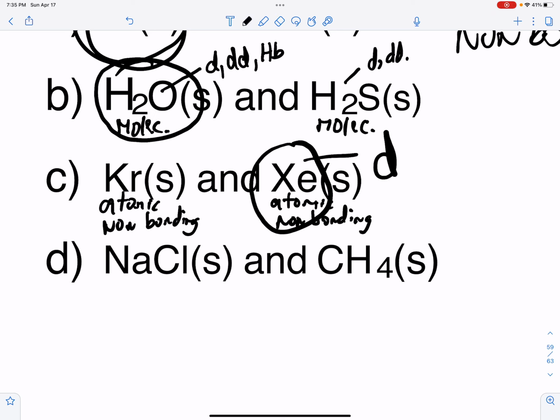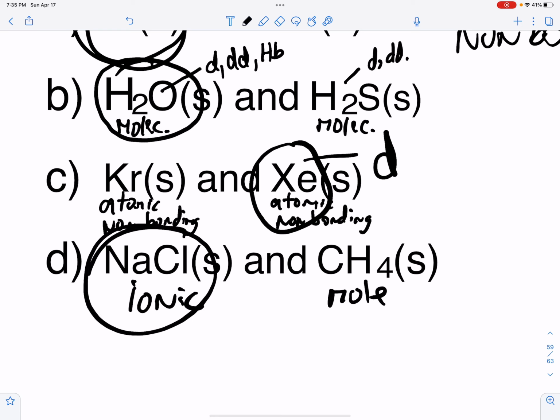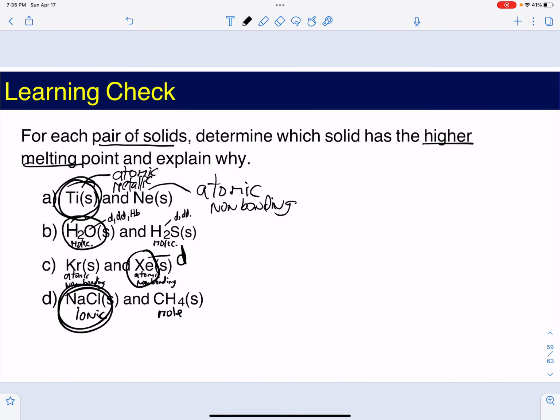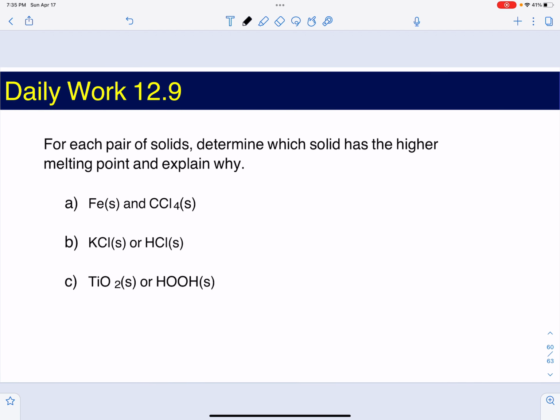And then for the last one, we're gonna have ionic and molecular. So definitely the ionic would be the one with the higher melting point. So that's how we do that. So make sure you read more into that in the textbook for more detail, but I think you can handle it with what we have been discussing together. So make sure you go ahead and do that daily work. So daily work 12.9, but at the beginning we have some that were 12.1A, 1B, and C. So you're gonna have close to 15 problems to do for this chapter.